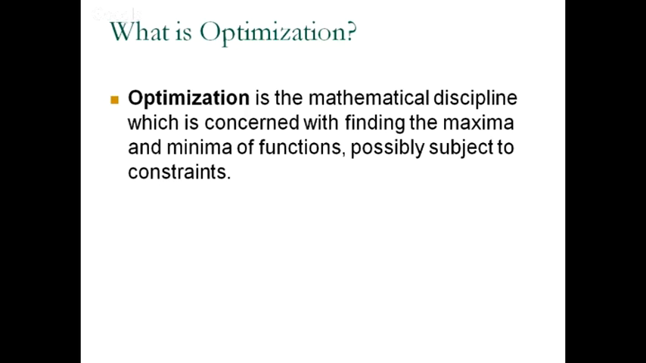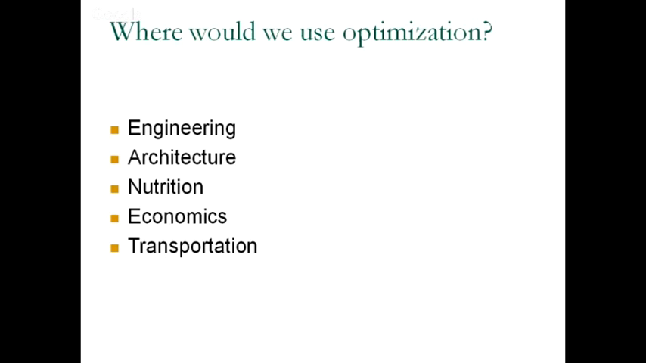So if you look at this first screen, optimization is the mathematical discipline which is concerned with finding the maxima or minima of functions possibly subject to constraints. It can be applied in all areas. Engineering में मैंने बहुत कुछ cover कर दिया. All engineering areas. Architecture वाले भी करते हैं. Nutrition, you want to get the some outcome out of some food values. So what should be the proper mix? Civil engineering वाले करते हैं.